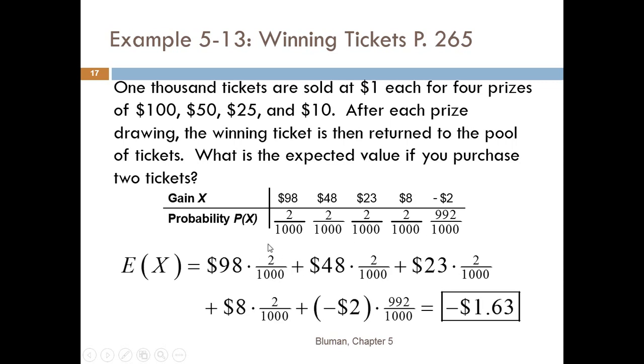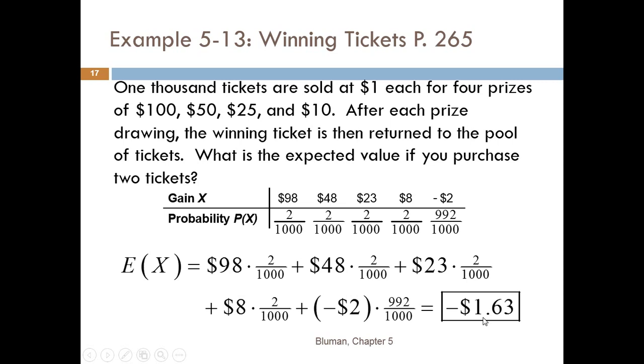So we find the mean. We take 98 times 2 out of 1,000, 48 times 2 out of 1,000, 23 times 2 out of 1,000, 8 times 2 out of 1,000, and negative $2 times 992 out of 1,000. Do all of that math, all those calculations, and you get a value of negative $1.63. What does that $1.63 mean? That $1.63 means that every time you purchase 2 tickets, you can expect to lose $1.63. Okay, that's your expected value.